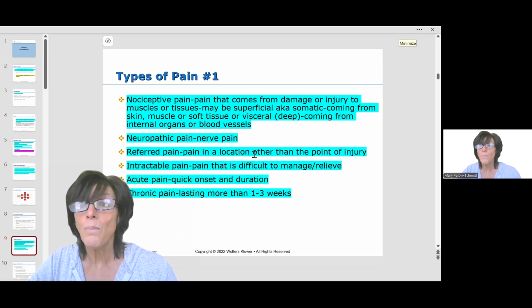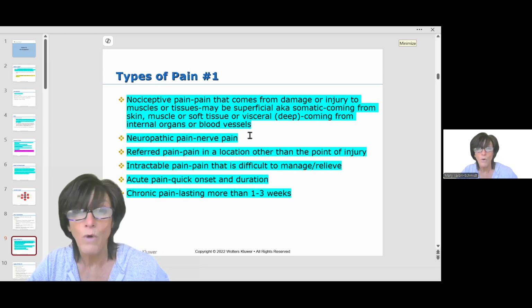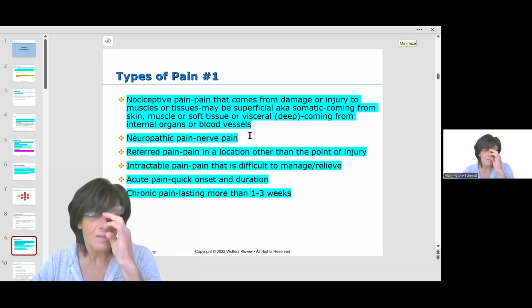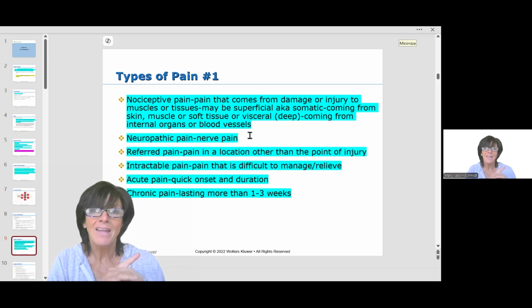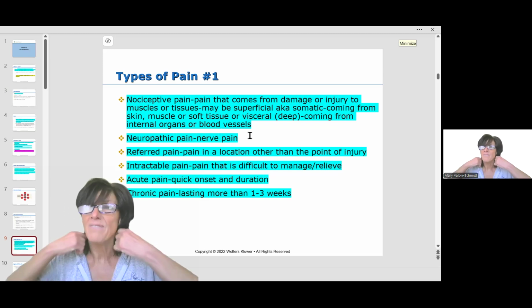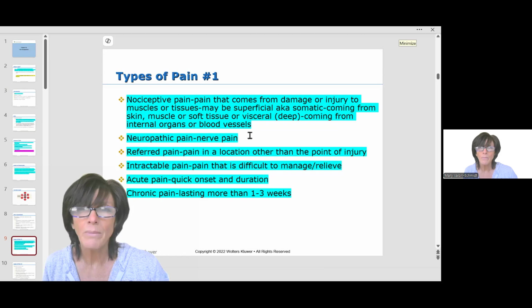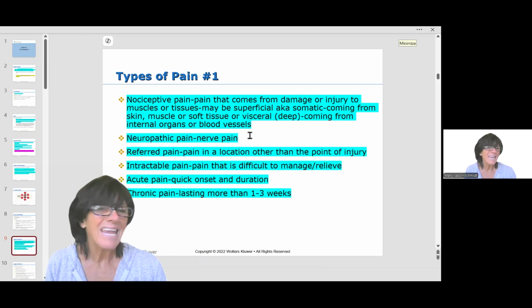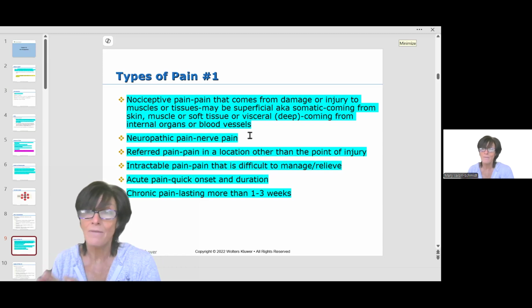Okay, then you have neuropathic pain, which is nerve pain. Think of things like diabetic peripheral neuropathy, right? Or fibromyalgia, nerve pain. Then there's something called referred pain. That's when you have pain in a location other than where the injury is, right? Think about an MI. Oftentimes people will have neck pain, back pain, arm pain, when really the heart attack is what's happening. Intractable pain. When we talk about the word intractable, that means we can't relieve it. It's difficult to manage. And then, of course, we have acute and we have chronic.